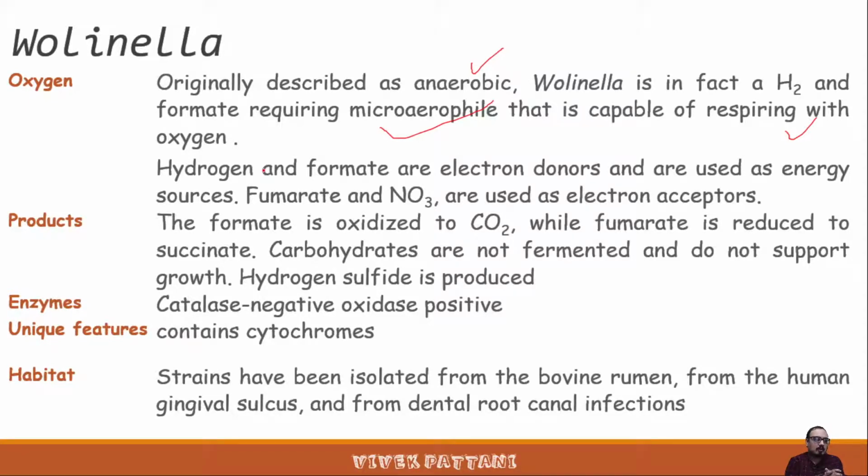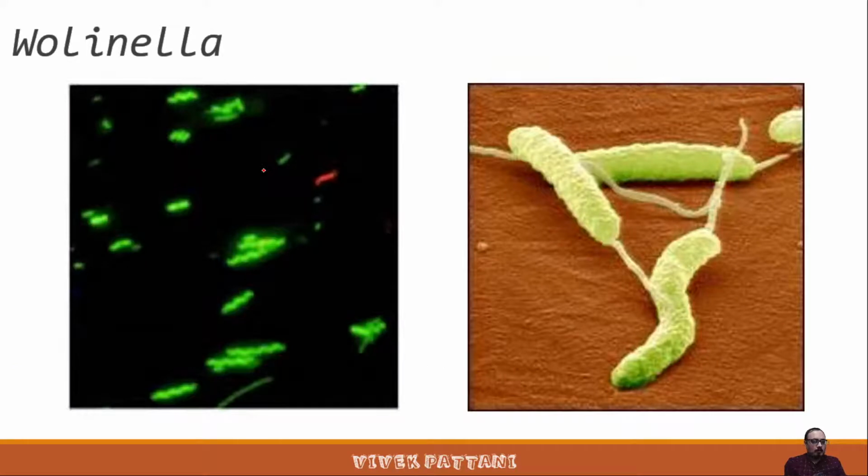They are catalase negative and oxidase positive, and they contain cytochromes. Cytochrome is one of the most important compounds found in the electron transport chain. You will study more about cytochromes if you select microbiology in your semesters 5 and 6. As for habitat, the strains have been isolated from bovine rumen and also from human gingival sulcus and dental root infections. These are the photographs of Wolinella.